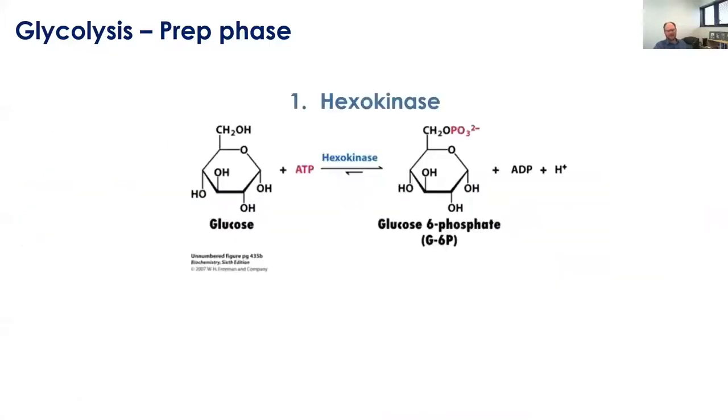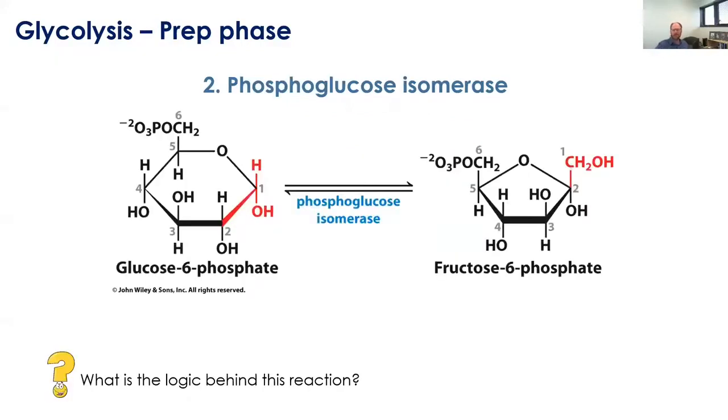Now, this proceeds through a number of steps. The first step is hexokinase, where the ATP is used to add a phosphate onto carbon 6 of glucose, making this molecule glucose 6-phosphate. There's another version of this enzyme called glucokinase, which is found in some cells, and it performs the same reaction. This is a really important enzymatic step because it commits carbon to downstream metabolism, and it's a very highly regulated step in metabolism.